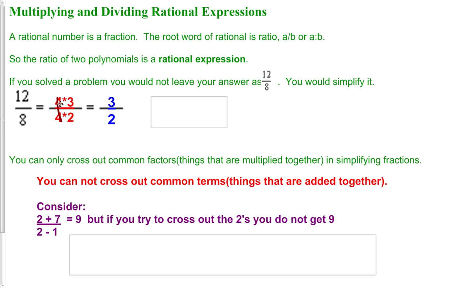Whereas here, that's not the case. When we multiply something together and then we cross things out, that was a legal operation. Mathematically, it did not change the problem. So make sure that when you're factoring things out, it's only things that are being multiplied together.